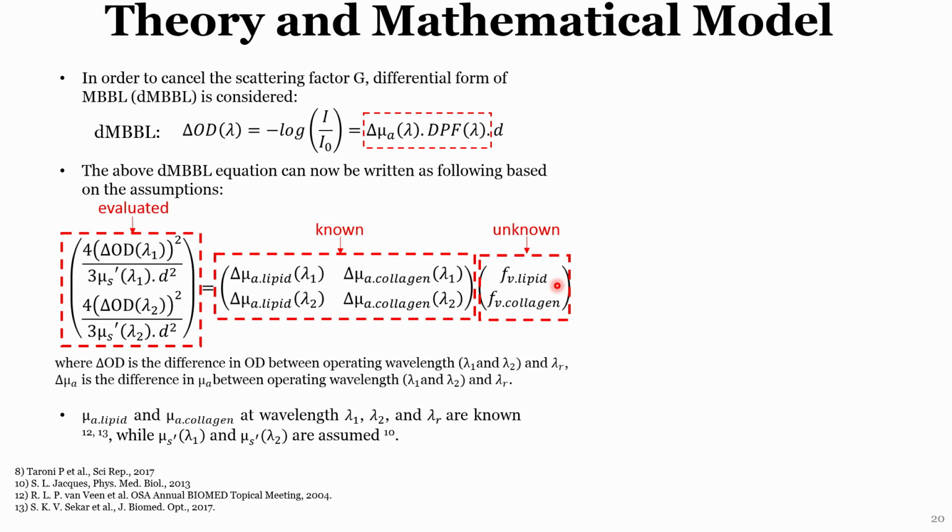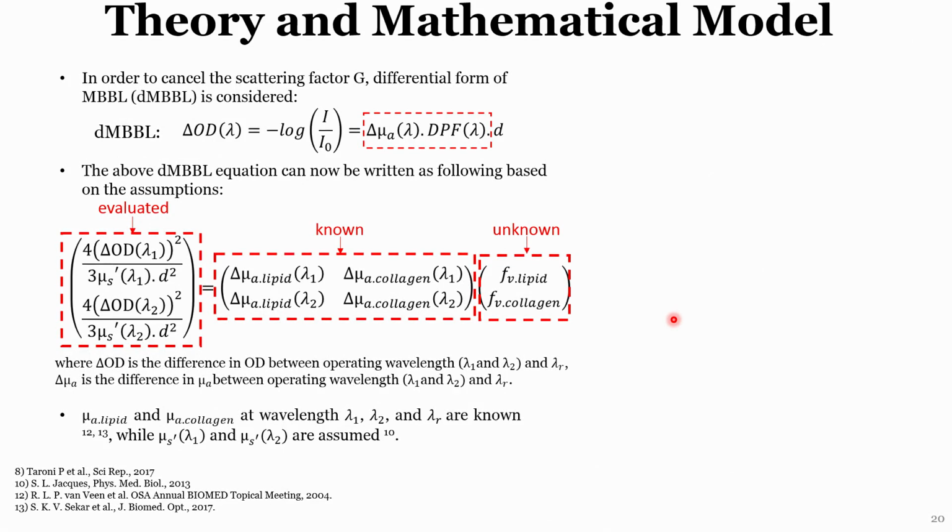For example, in the case of cancer or tumor, there is more collagen as compared to normal. In the case of normal tissue, there is more lipid content as compared to cancer. So, once we quantify the volume fraction, we can get to know whether that part of the tissue is normal or cancer. Okay, that is it for this session.